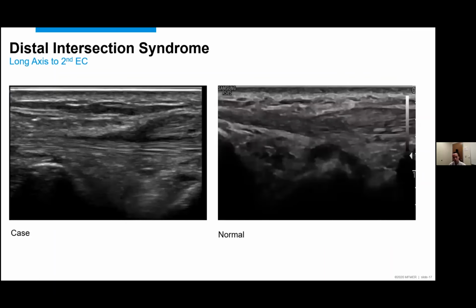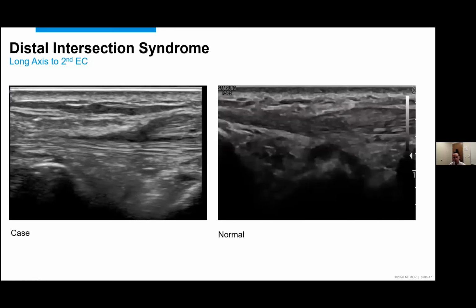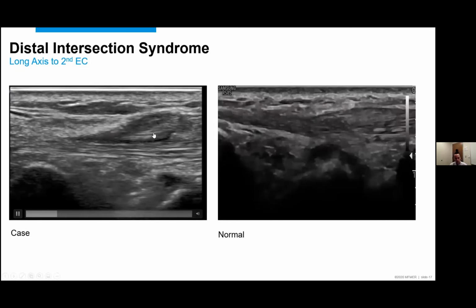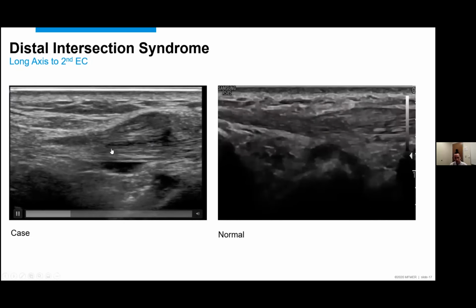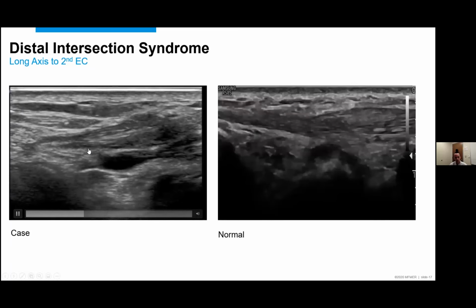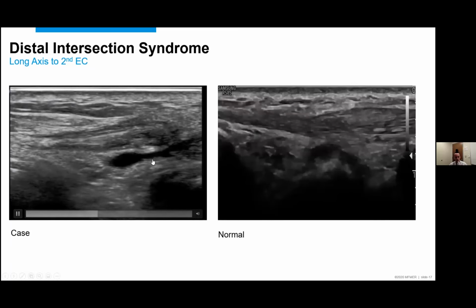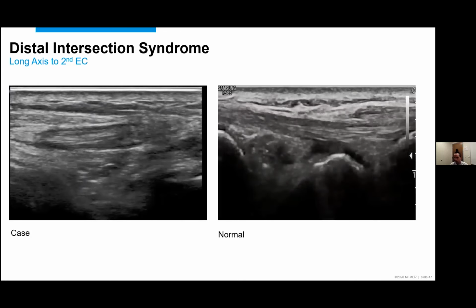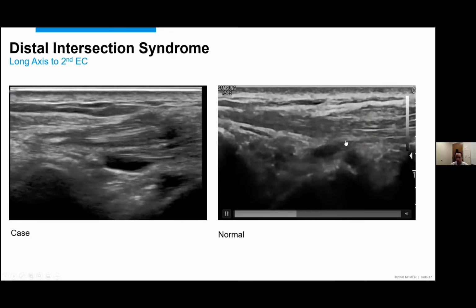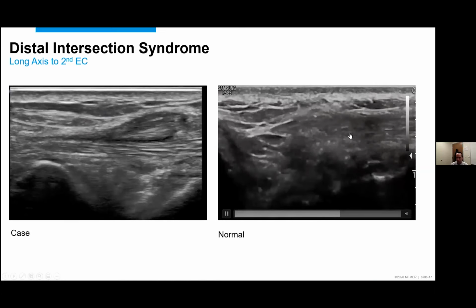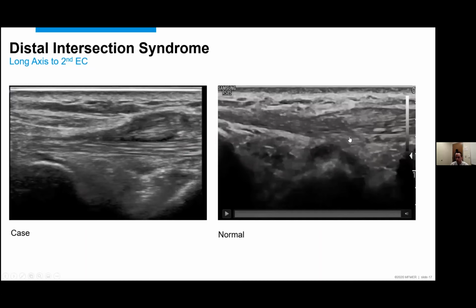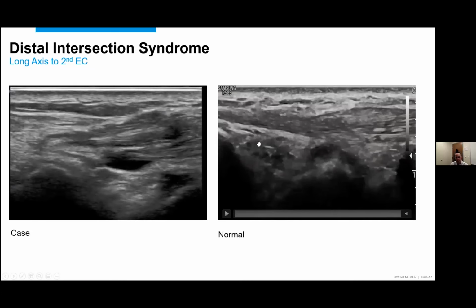So you know, one view is no views, right? So doing the same thing in long axis to the ECRB. This is our case on the left. And you see the EPL crossing over it. And again, you see that fluid collection surrounding right at that intersection location. Compare that to the normal, on the contralateral side. Not as pretty of a picture, but regardless, you get the point. You're not seeing that fluid collection surrounding the tendons at that intersection.